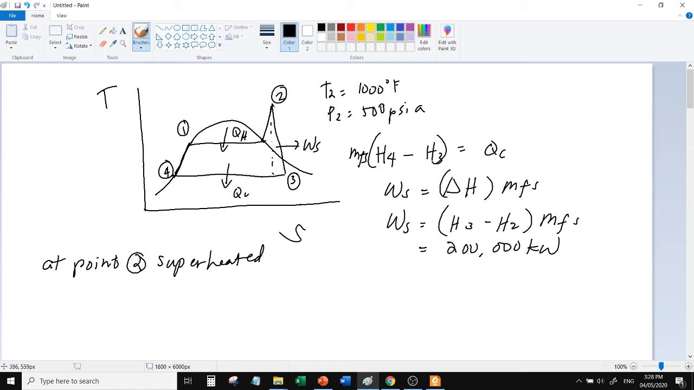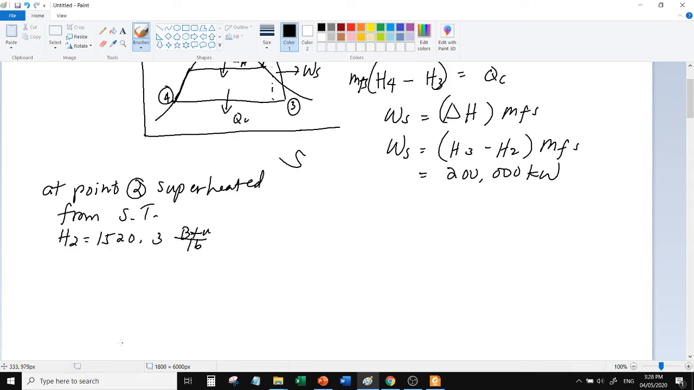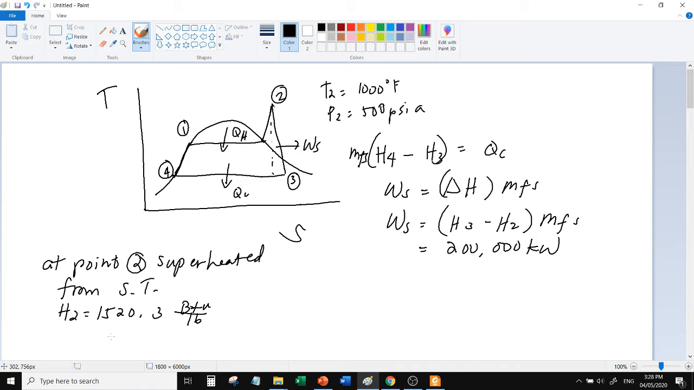And we have two parameters, T2 and P2, so we can read from the steam table. From the steam table, we can read H2 as 1520.3 BTU per pound mass. Okay? What about point 3? What is it? Wet steam. It is inside the saturated vapor region. It is here, wet steam. How can we read it?